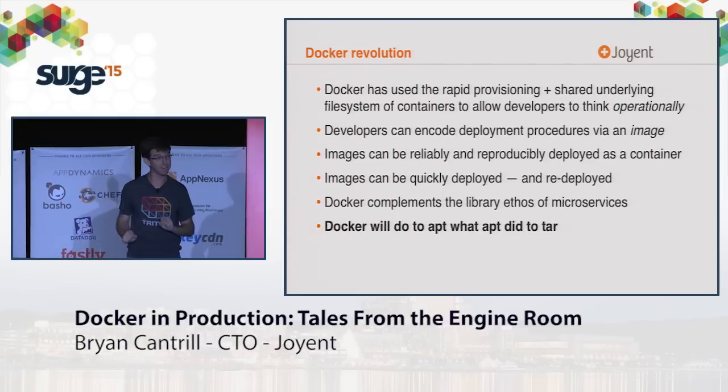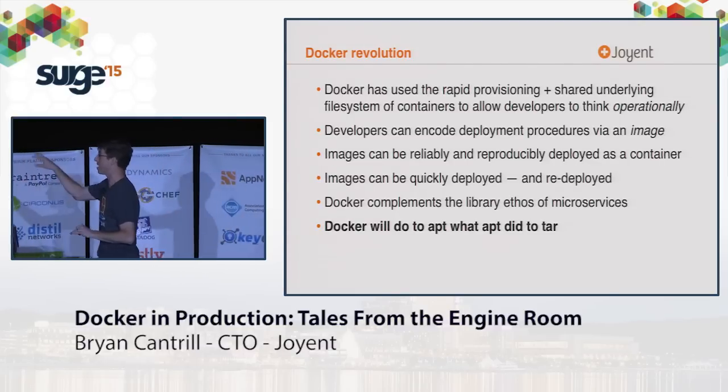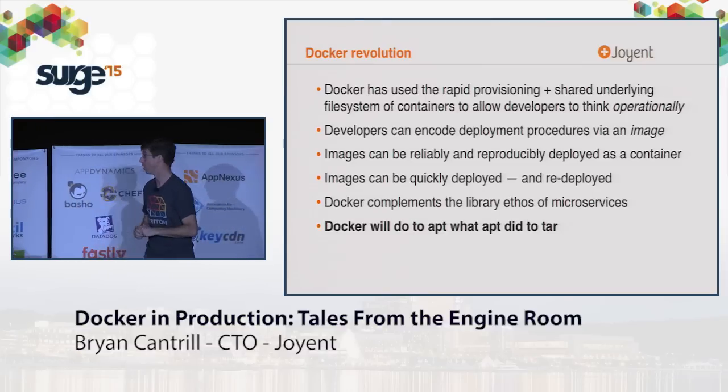We're not going to modify these images. They're not going to be mutable. It's a big, big win. Quickly deployed, redeployed, and so on. And it really complements the library ethos of microservices. Docker and microservices are a great fit for one another. Probably not a coincidence. The rise of one almost certainly accelerated the rise of the other.